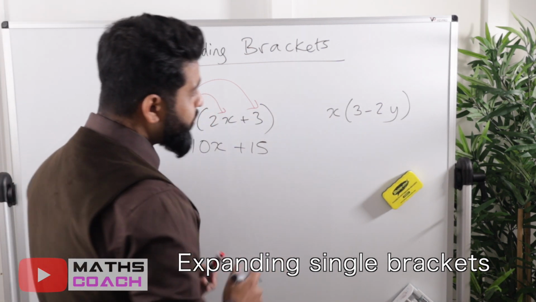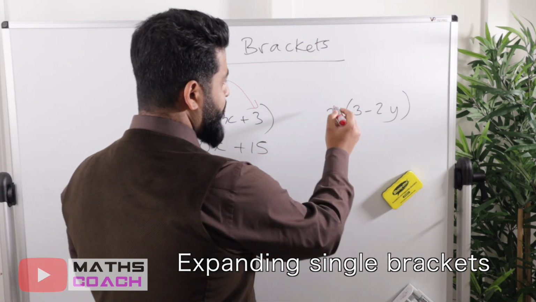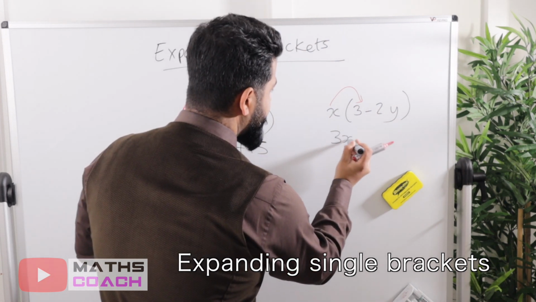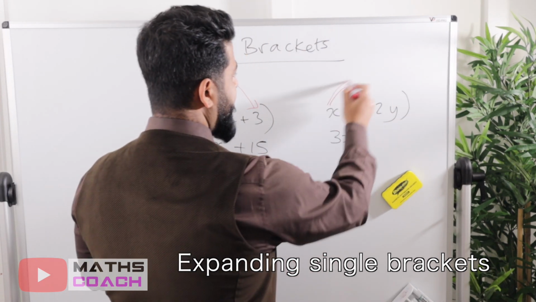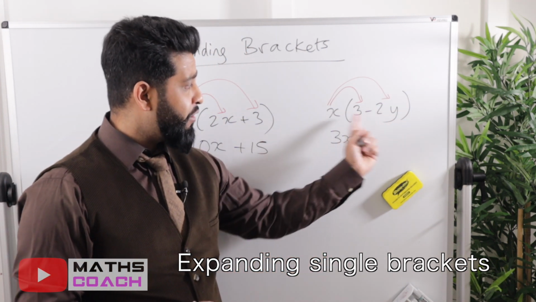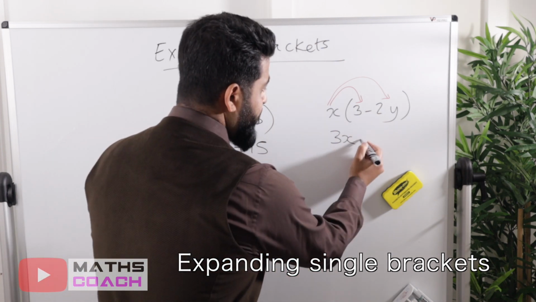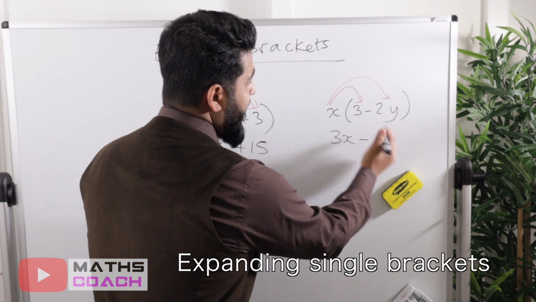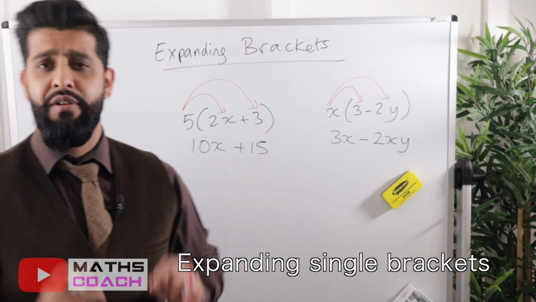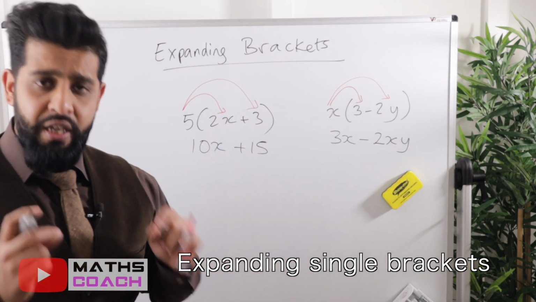Now going on to the next question here, we've got an x outside. Again, I'm going to do exactly the same thing as I've done with the first one. So it'll be x times by 3, which is 3x, and then x times by minus 2y. Now we have 2 different term values here. So what do we get for this? We are going to get a minus first of all because of the minus sign here, and we're going to get minus 2xy. Very, very simple, very straightforward. Use those arrows to help you if you need to.